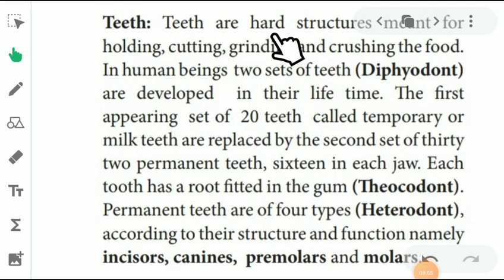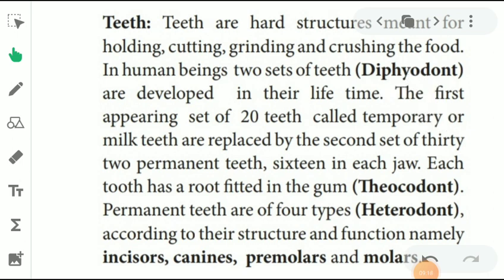The teeth are the hardest structure in our body, used for holding, cutting, grinding, and crushing food. Human beings develop two sets of teeth in their lifetime, so it is called diphyodont. Di means two, so two sets of teeth.